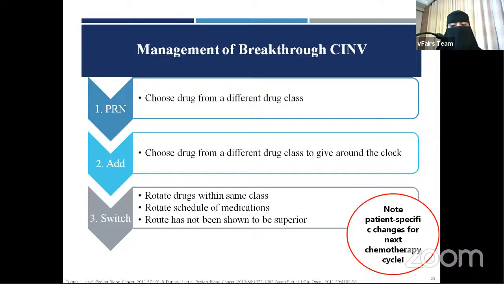And at the end, note the patient-specific changes for the next cycle. So you can add the medication that you already added as a PRN as a regular medication for the next cycle. And you should evaluate your patient every 2 days. If the patient is uncontrolled, we have to rotate and switch or schedule the medication.